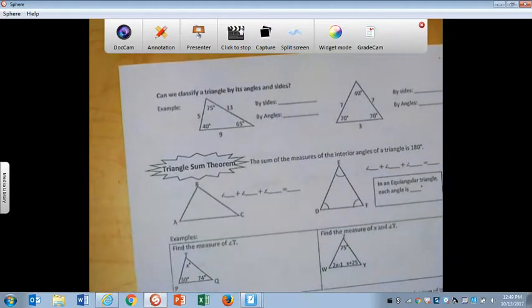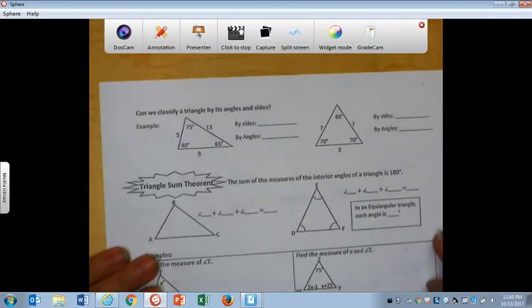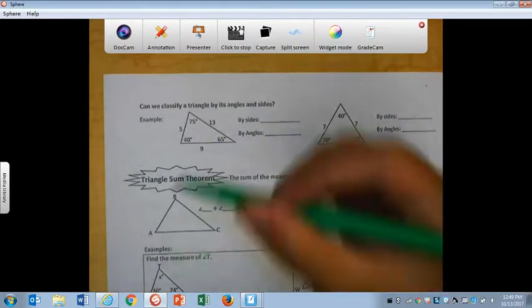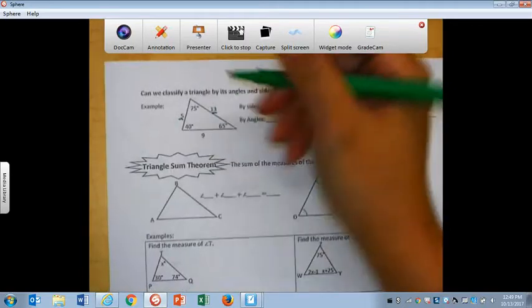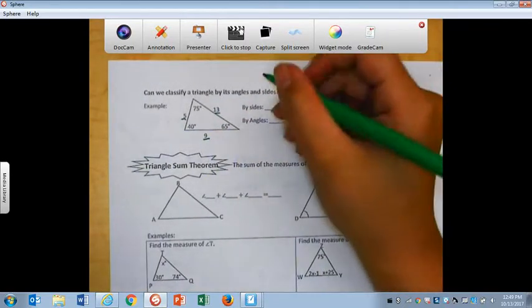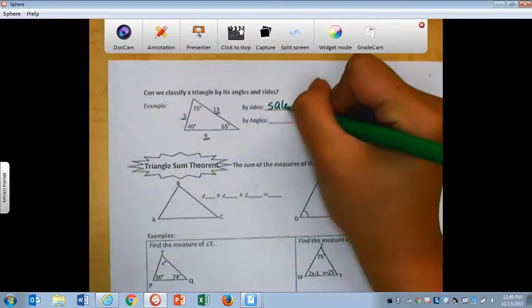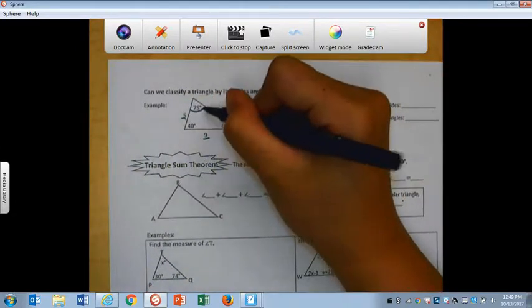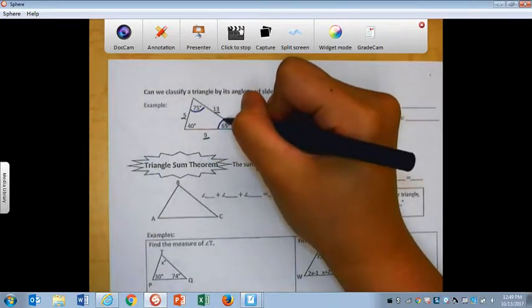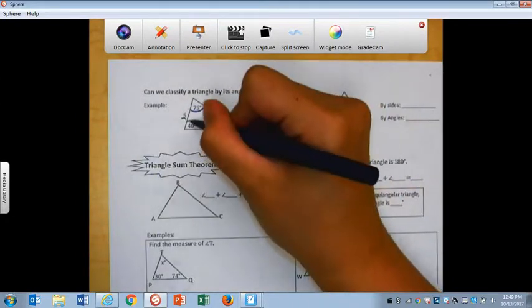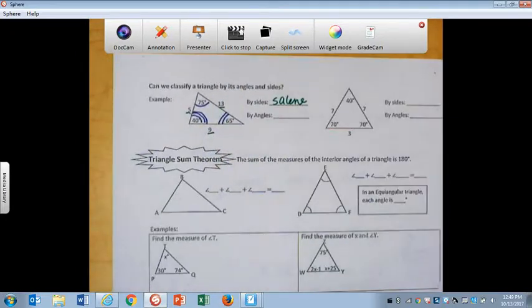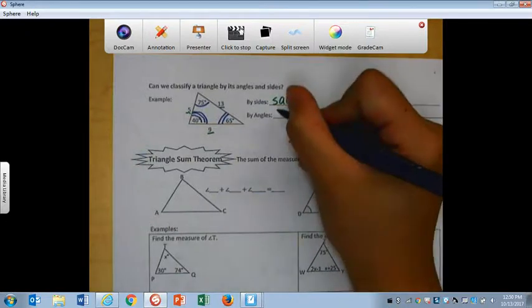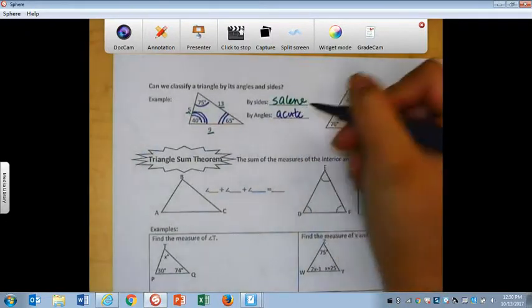All right, next thing. Now we can look at examples by sides. Look at all the sides. The sides, you've got 5, 13, and 9. None of those are equal, so that is scalene. Now, let's look at angles. You've got 75, you've got 65, and then you've got 40. So, marking those all up, they're all different, but they're all acute. So, they're all less than 90.